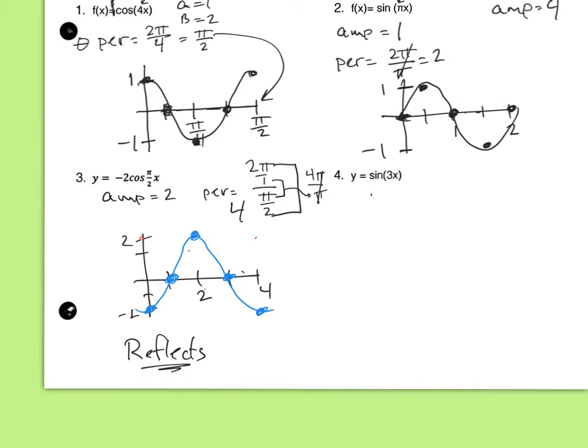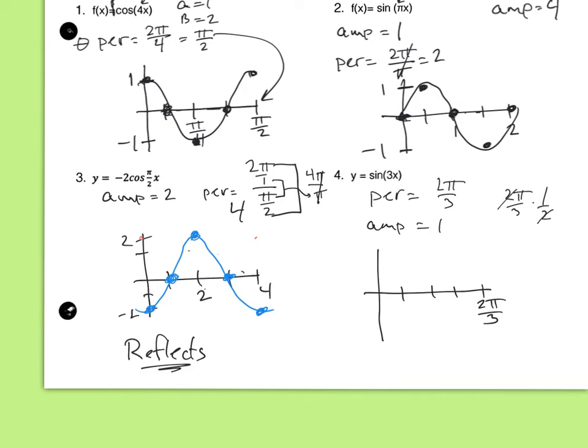For number 4, period: 2 pi over b. Amplitude: 1. I did that kind of randomly. Sorry, you just need both answers. So if we're going to go 1, 2, 3, 4, 2 pi over 3. 2 pi over 3 times 1/2 is pi over 3. Now, hopefully that just makes sense, right? I'm just counting by pi over 3s. Amplitude, 1, -1. Now we're going to graph sine, 0 beginning, middle, end. Goes up before it goes down.